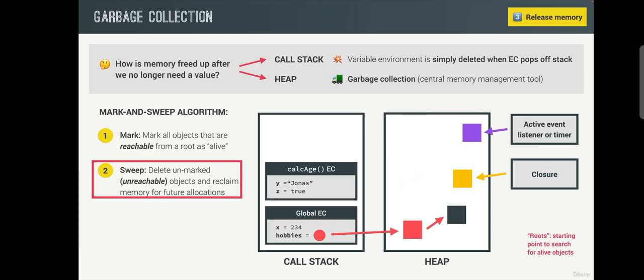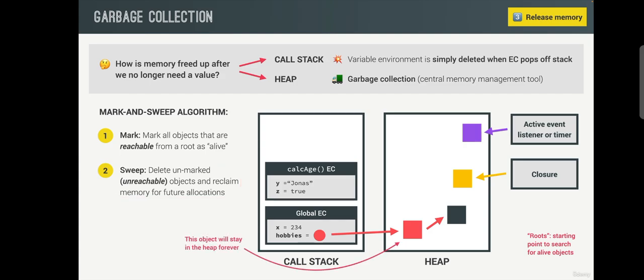Okay, but now let's turn our attention to the red object, and let's ask ourselves the question, how could this object ever be deleted? Well, the answer is that it can't. The red object will never be deleted, so it will stay in the heap forever because the global execution context will never disappear. So this root will always exist and will always be able to reach the red object. This means that any globally defined object will never be garbage collected, even if we no longer need it in our code. And what about the purple and yellow objects? What if our app also no longer needs those objects?